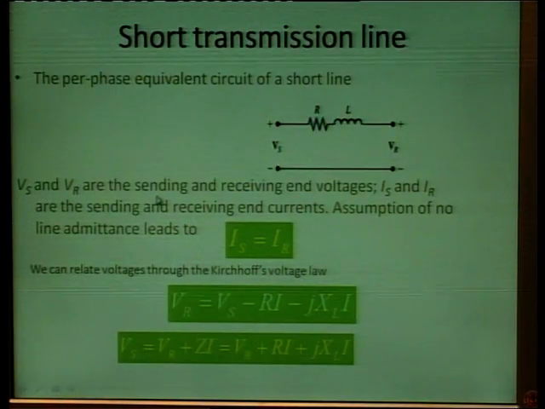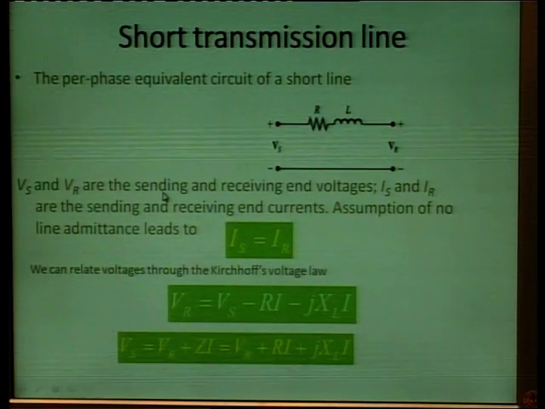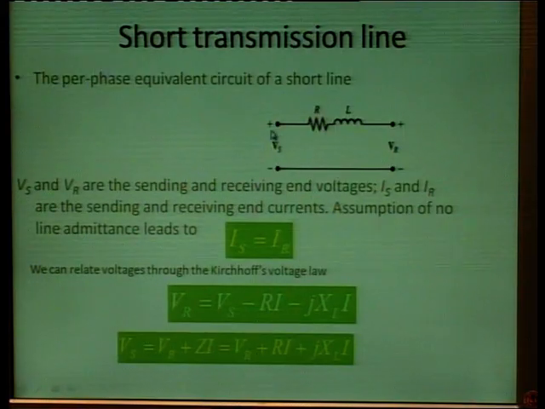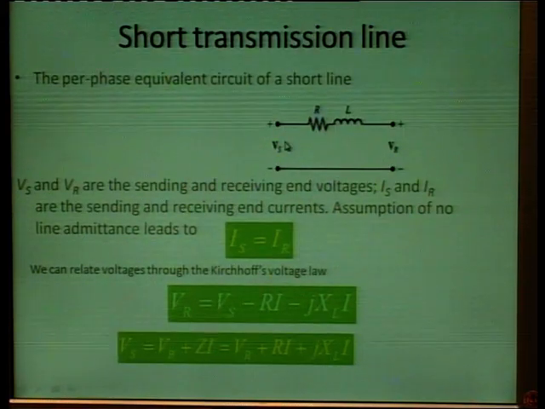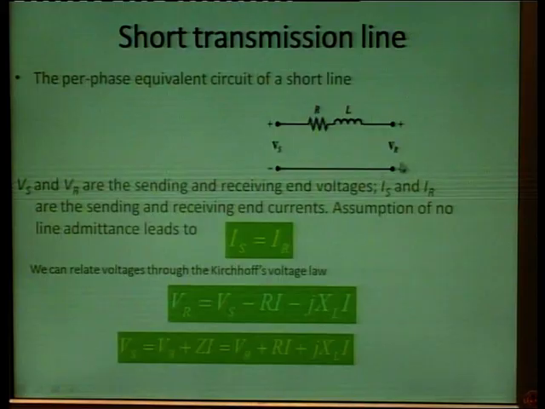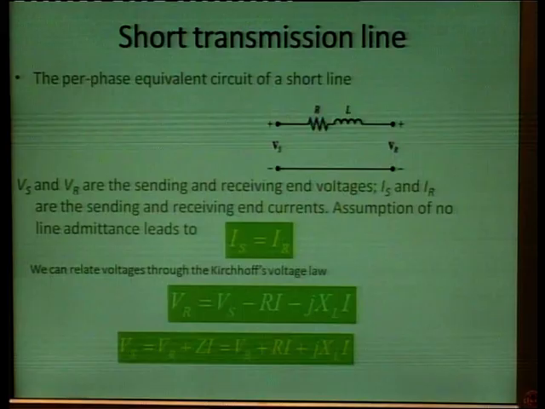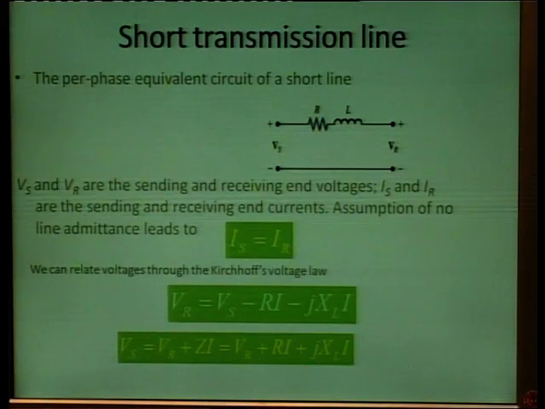Now we have already said that Vs is the sending end voltage, Vr is the receiving end voltage, Is is the sending end current, IR is the receiving end current. Because the current delivered from the Vs end passes as such to port 2, that is the receiving end port, we can say the sending end current Is is equal to the receiving end current IR. So Is and IR are the same in case of a short transmission line.